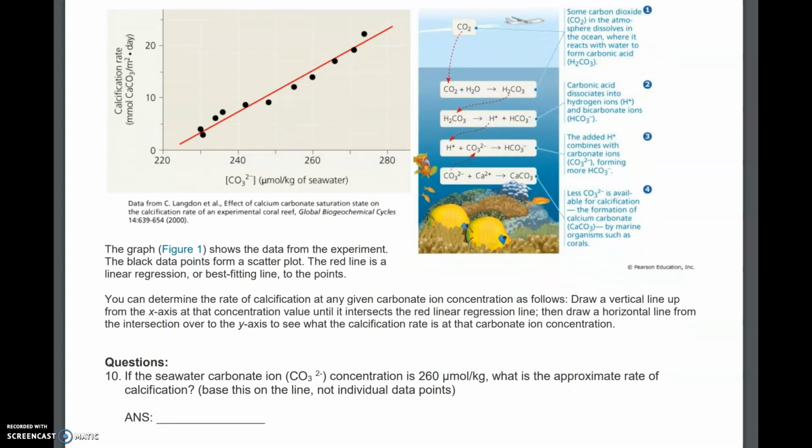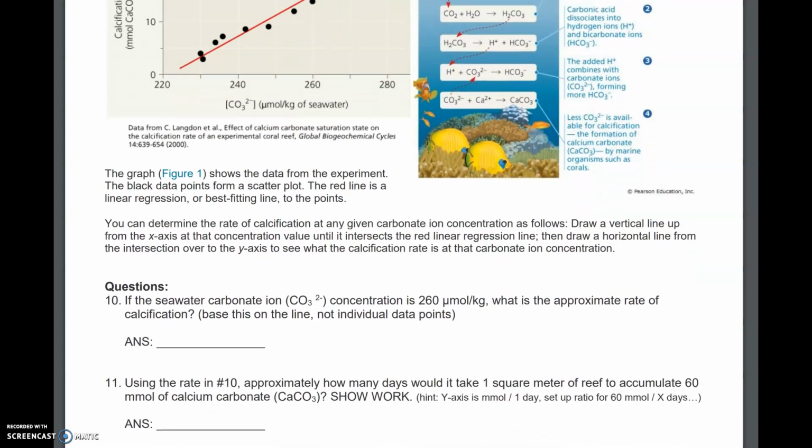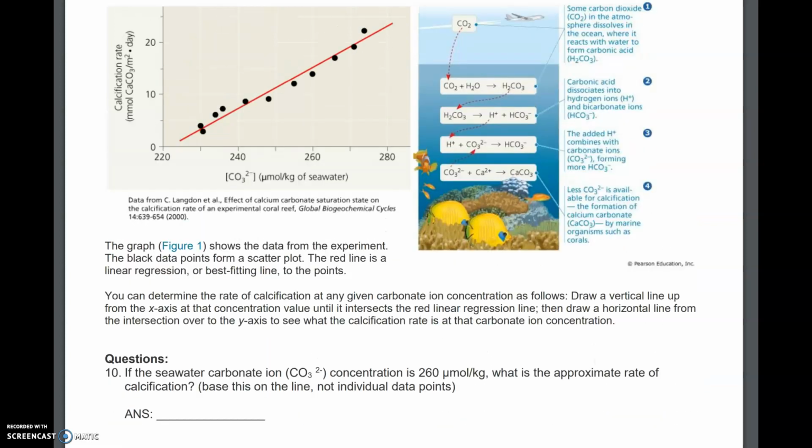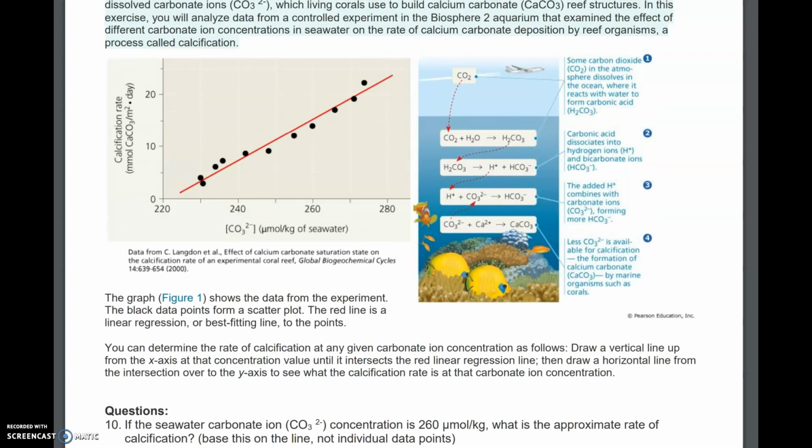questions. So the first question says, if seawater carbonate concentration is 260 micromoles per kilogram, what is the approximate rate of calcification? So they actually want you, it says to use the line, because remember this is one of those line of best fit sort of things. So we're going to use the line, not the individual data points. And for question 10, this is actually really easy. We're just going to look for 260 millimoles per kilogram in the seawater. So here's 260 here, and we're just going to look at where this graph hits.